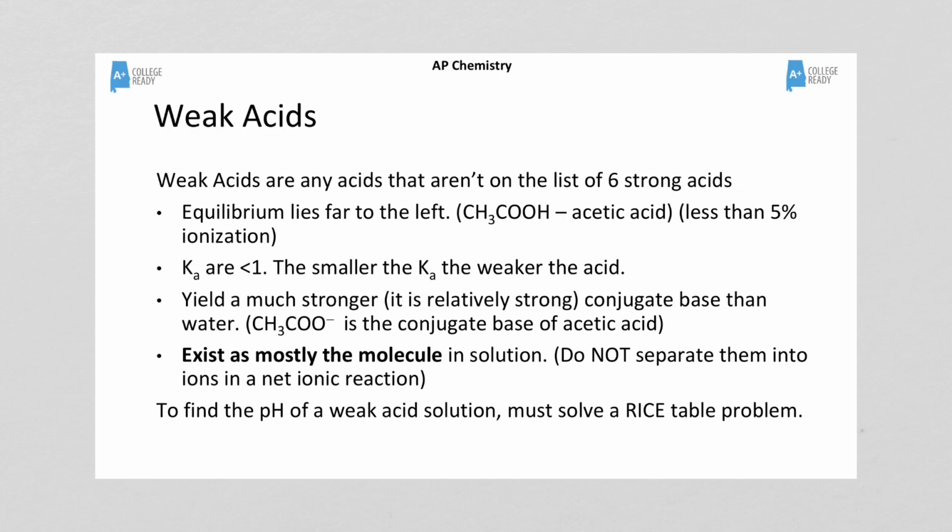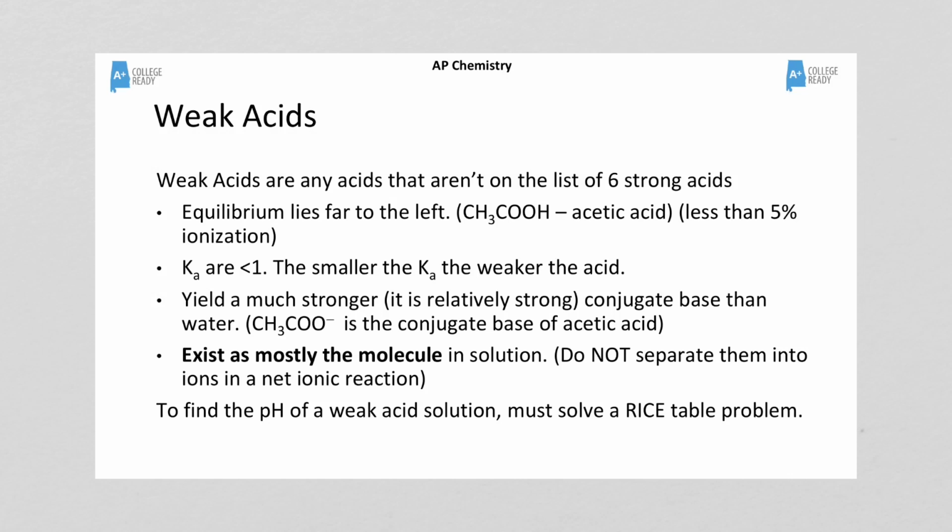For weak acids, it's not that you need to memorize a bunch of these. It's basically any acid that's not one of those 6 strong acids. And really, besides being acids, everything's different about them. Equilibrium lies far to the left. They have less than 5% ionization. They have really small Kas, since they're mostly the molecule. And if you're comparing Kas, the smaller the Ka, the weaker the acid, the fewer ions it's forming. Their conjugate bases are relatively strong, and they can react with water.